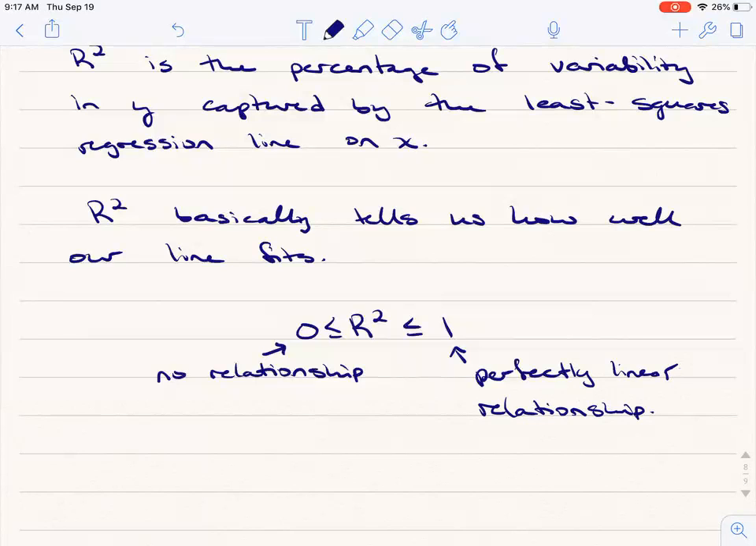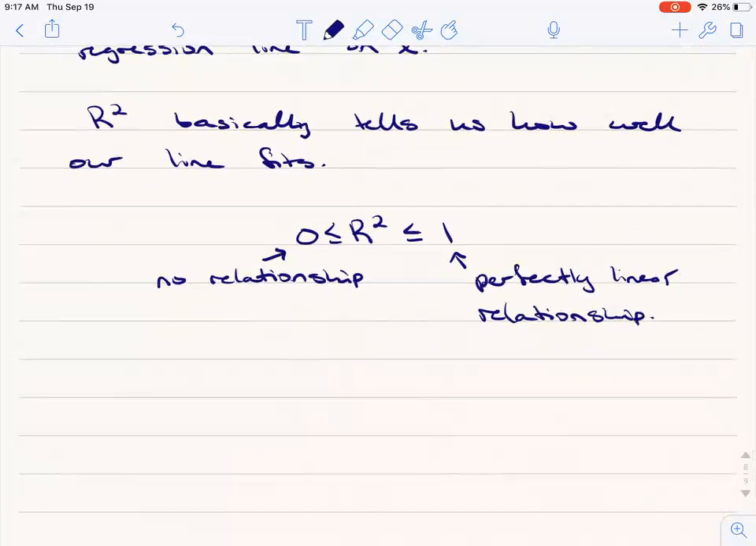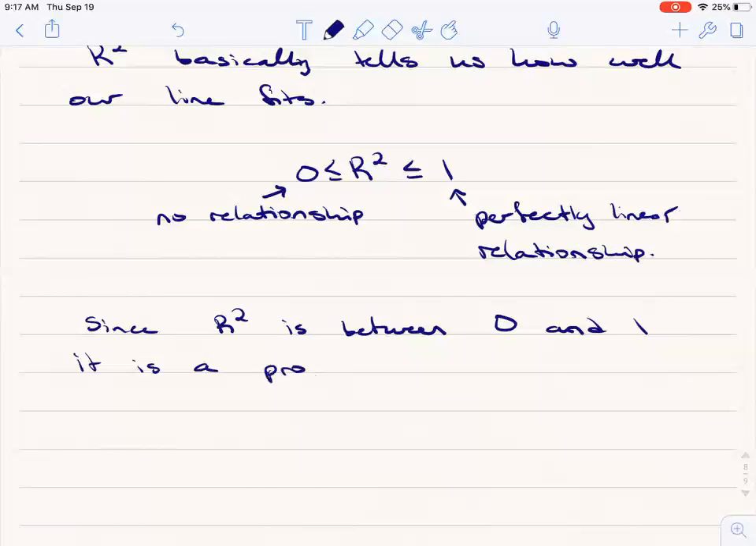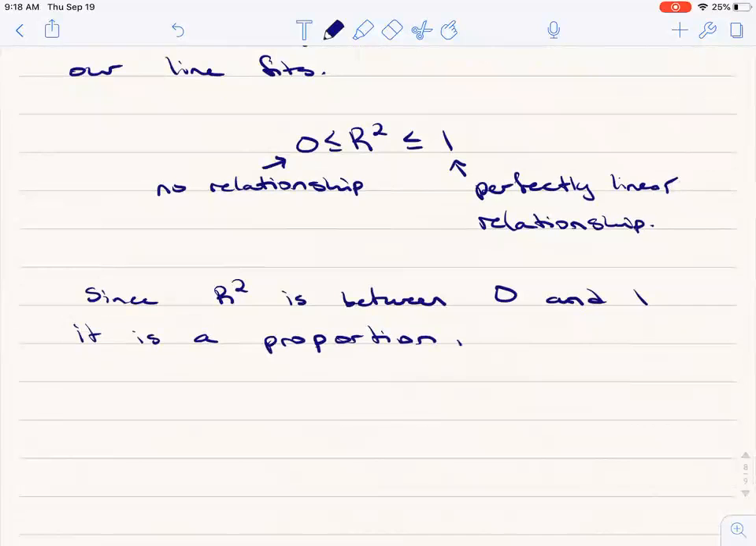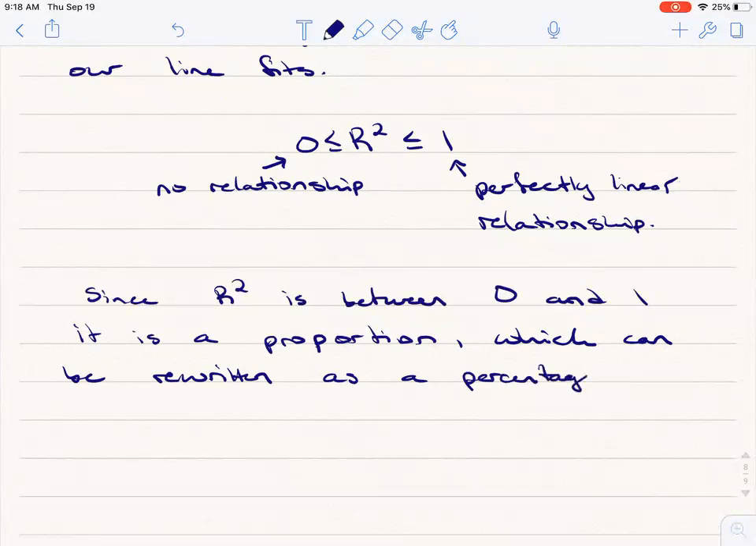If R squared is between 0 and 1, that makes it a proportion, right? Which means that we could convert it to a percentage. And like I said in the definition, R squared is a percentage, so usually we convert it to a percentage. Since R squared is between 0 and 1, it is a proportion, which can be rewritten as a percentage by multiplying by 100%.